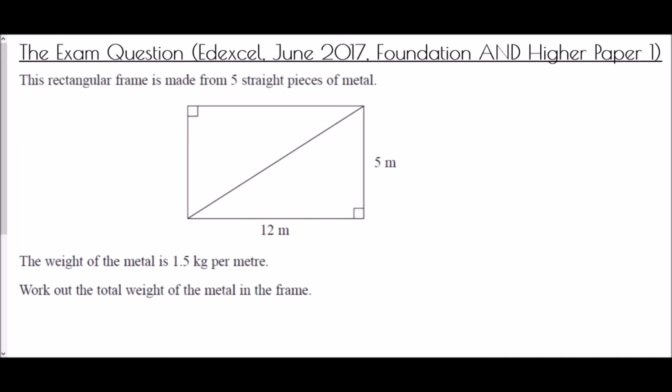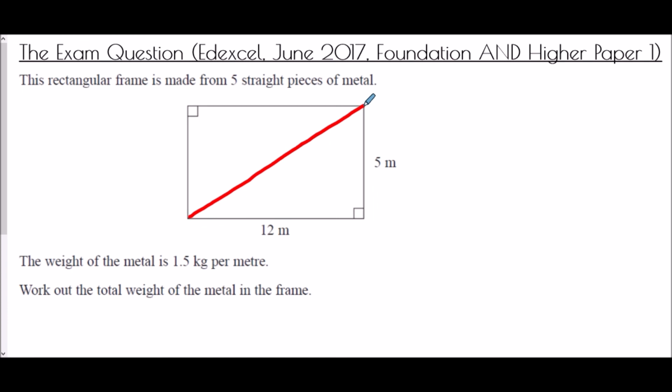And so, this rectangular frame is made from 5 straight pieces of metal. The weight of the metal is 1.5 kilograms per metre. Work out the total weight of the metal in the frame. Now, if we have a look at this, we've got a rectangle, but it's been split in half. Now, as you split a rectangle in half, you create 2 right-angled triangles. And so, if we are going to find the weight of this entire shape, we are going to need to know the length of this side, which I've just marked in red.